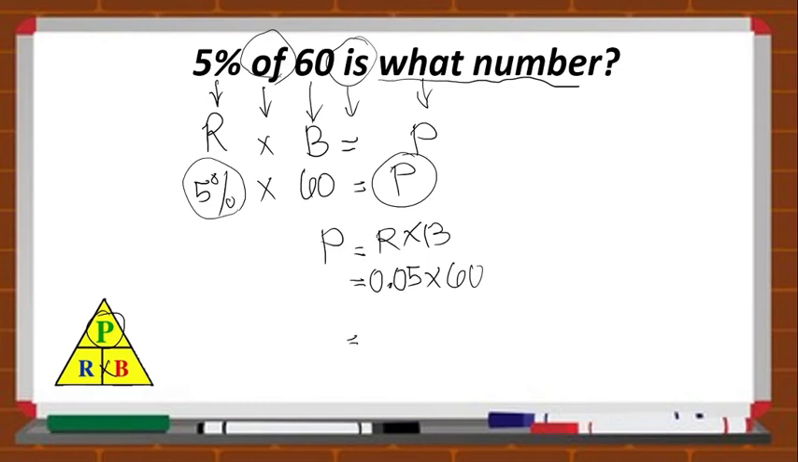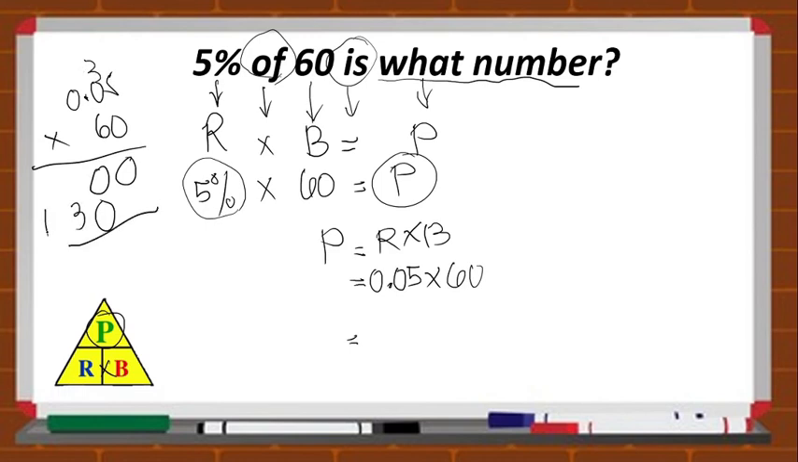Then multiply. So if we multiply 0.05 times 60, 5 times 0 is 0. Then 6 times 5 or 5 times 6 is 30. Bring down 0, carry 3. 0 times 6 is 0 plus 3 is 3. Then add the partial products 0, 0, 3. Since we have decimal numbers in the factors, we will be moving two decimal places to the right. So the answer will be P is equal to 3.